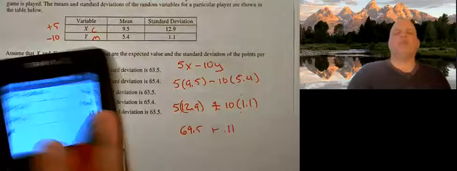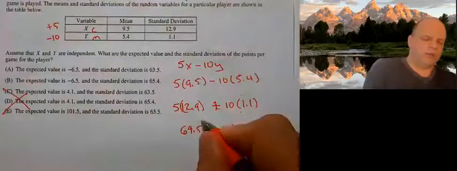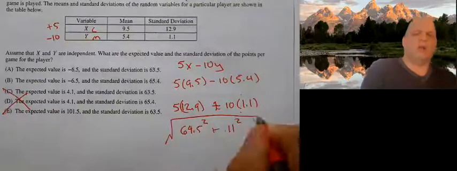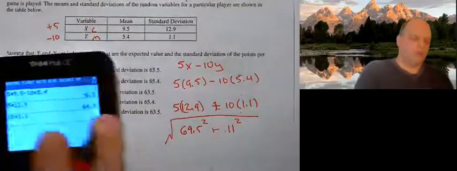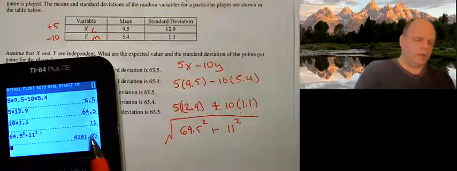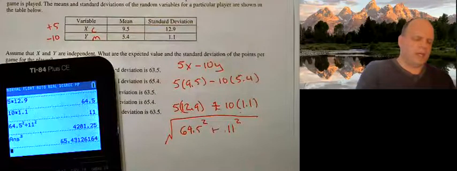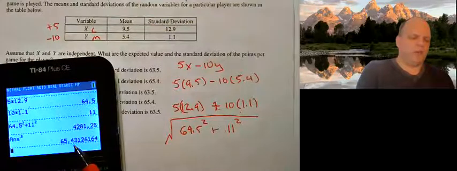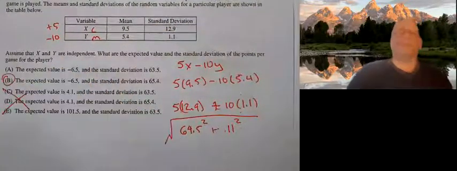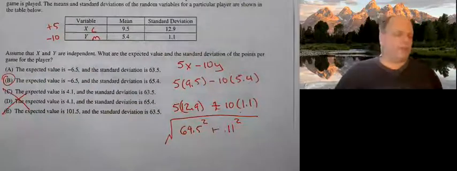But remember, we can't just add them directly. We have to square them and then take the square root. So 64.5 squared plus 11 squared. Take the square root of that, and I end up getting 65.4. So my answer to number 34 is B.